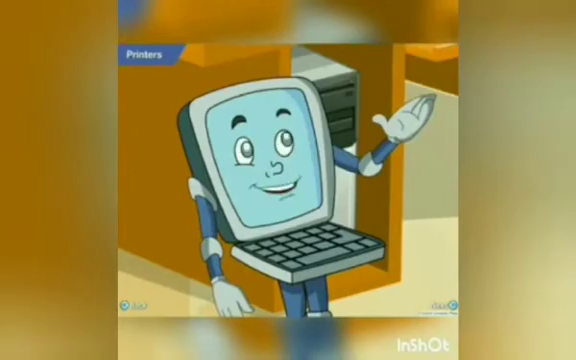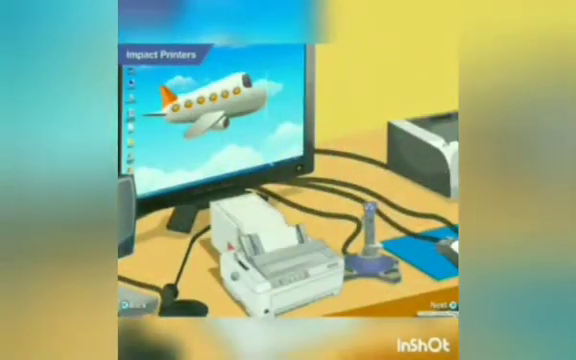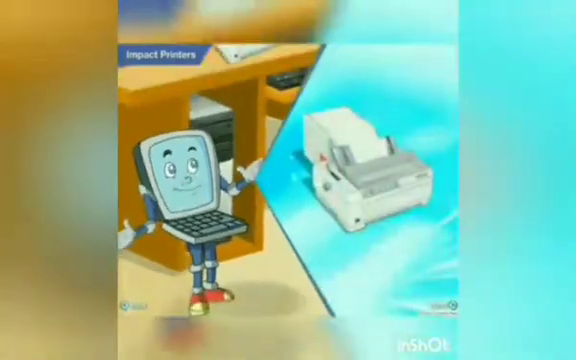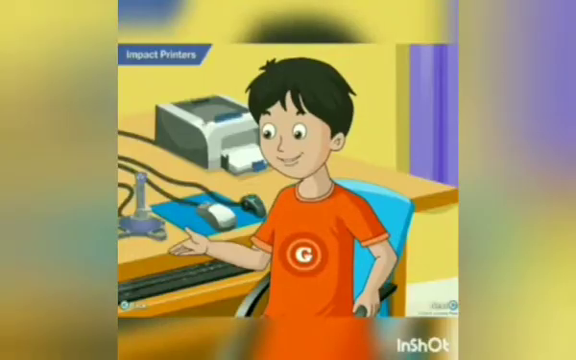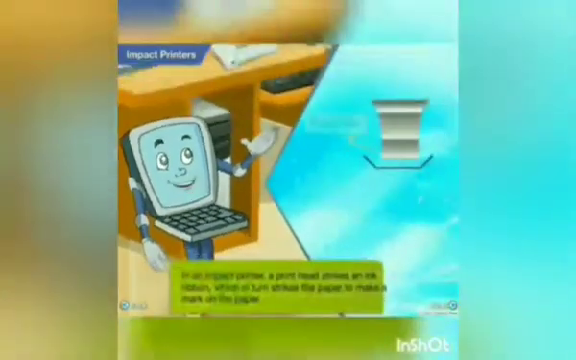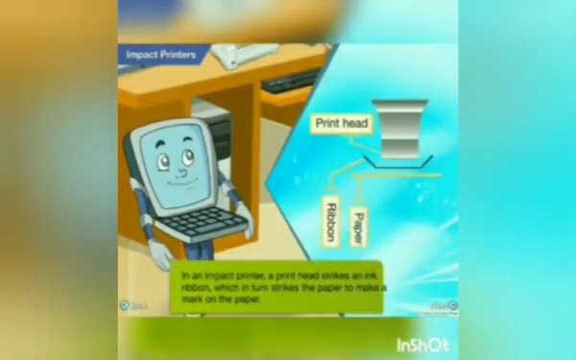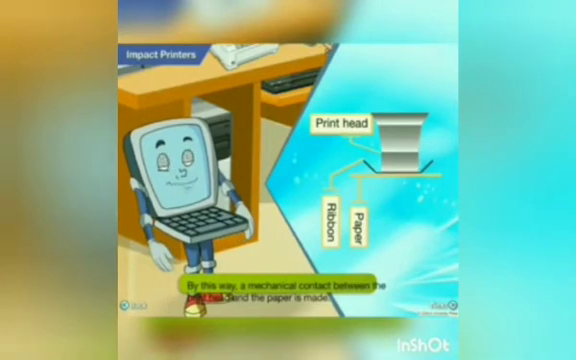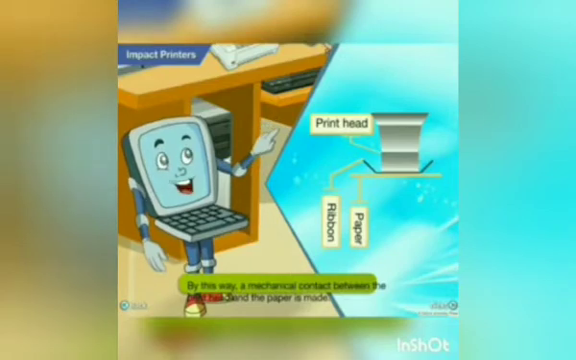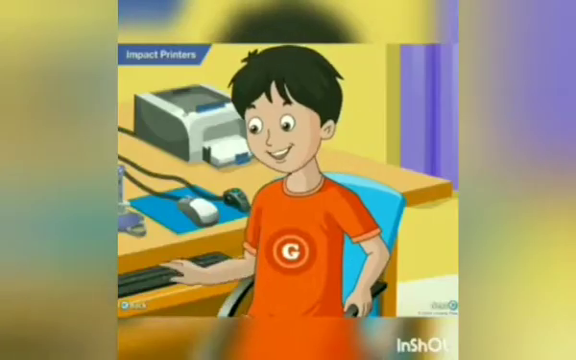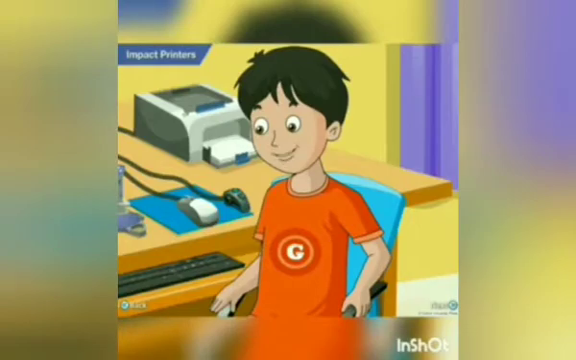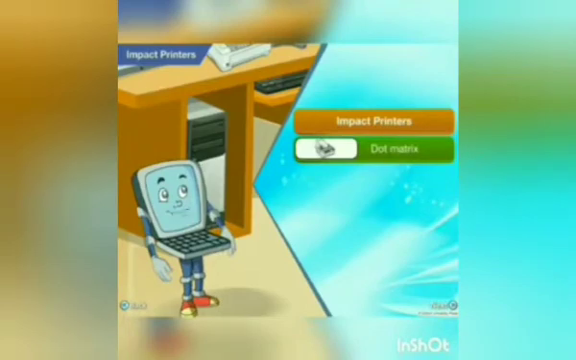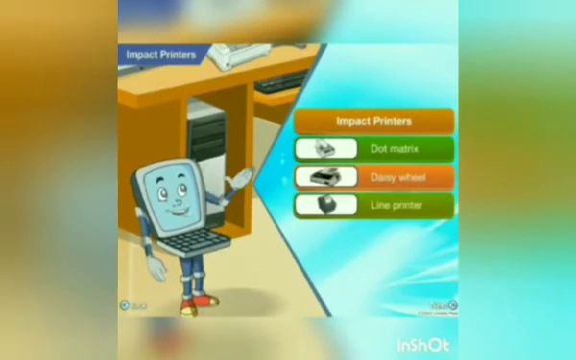This is an impact printer. Wow! Look, it has a part that is called the print head. What does it do, Toggle? A print head strikes an ink ribbon, which in turn strikes the paper to make a mark on the paper. In this way, a mechanical contact between the print head and the paper is made and the paper is printed. Okay, can you give me examples of some impact printers? Some examples of impact printers are dot matrix, daisy wheel, and line printers.